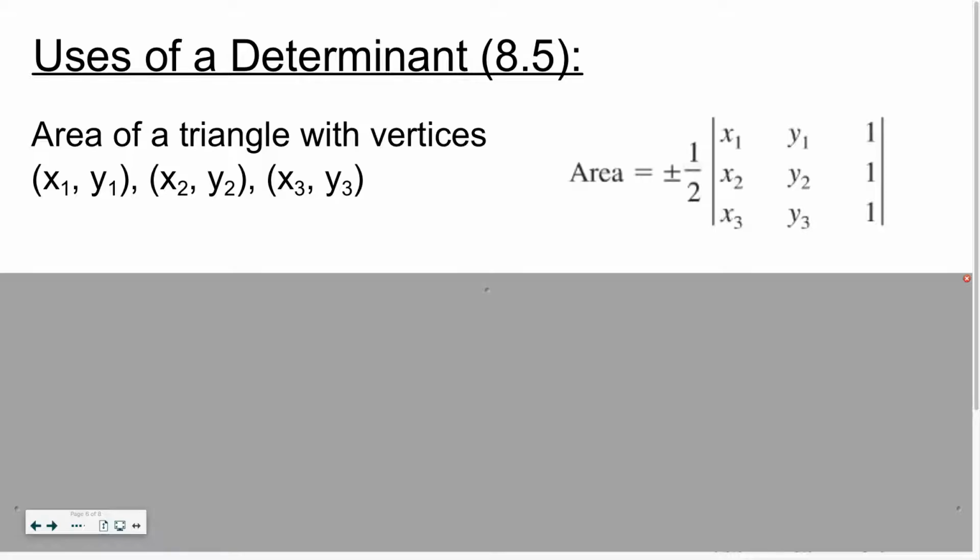These are applications or uses of a determinant. Why would we ever want that real number associated with a square matrix called the determinant? That's a plus or minus 1/2. Thank you for asking.